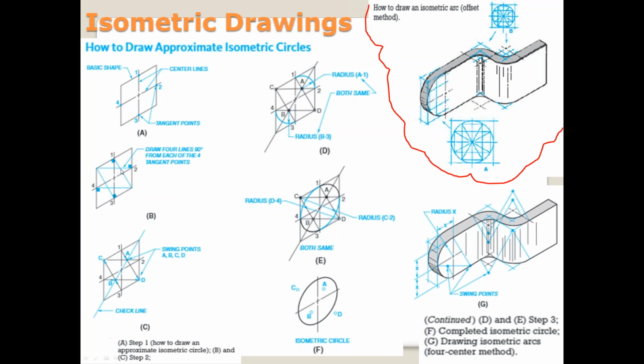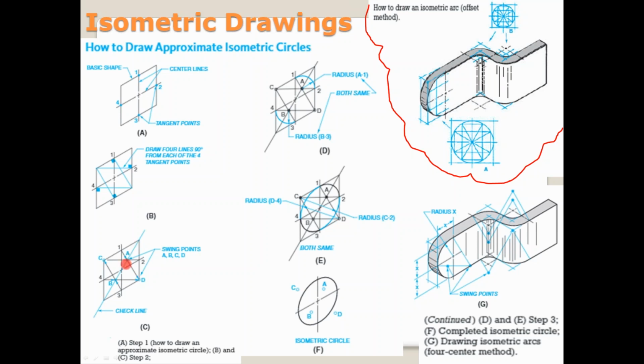Now you establish these two points. This would be your swing point. So once you establish 90 degrees, 90 degrees, 90 degrees, 90 degrees, now you have 1 point here and 1 point there. Draw a check line. Your check line is going to go through these two intersection points.